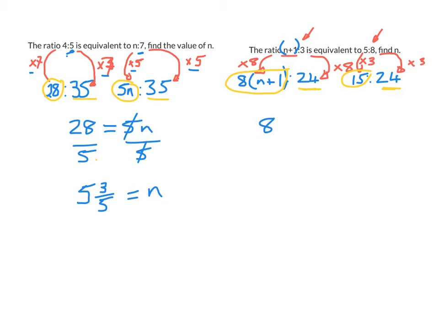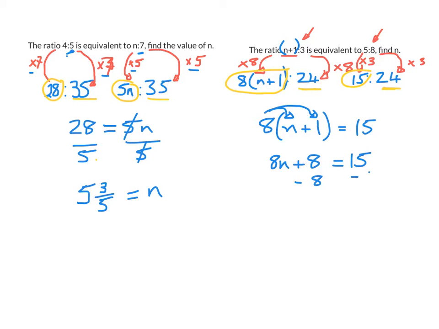So 8 lots of n plus 1 must equal 15. Now I need to solve this. 8 times n is 8n, 8 times 1 is 8, equals 15. Now putting all the numbers on the other side. If I take away 8 here, take away 8 here, I end up with 8n on this side, and this side is 7.